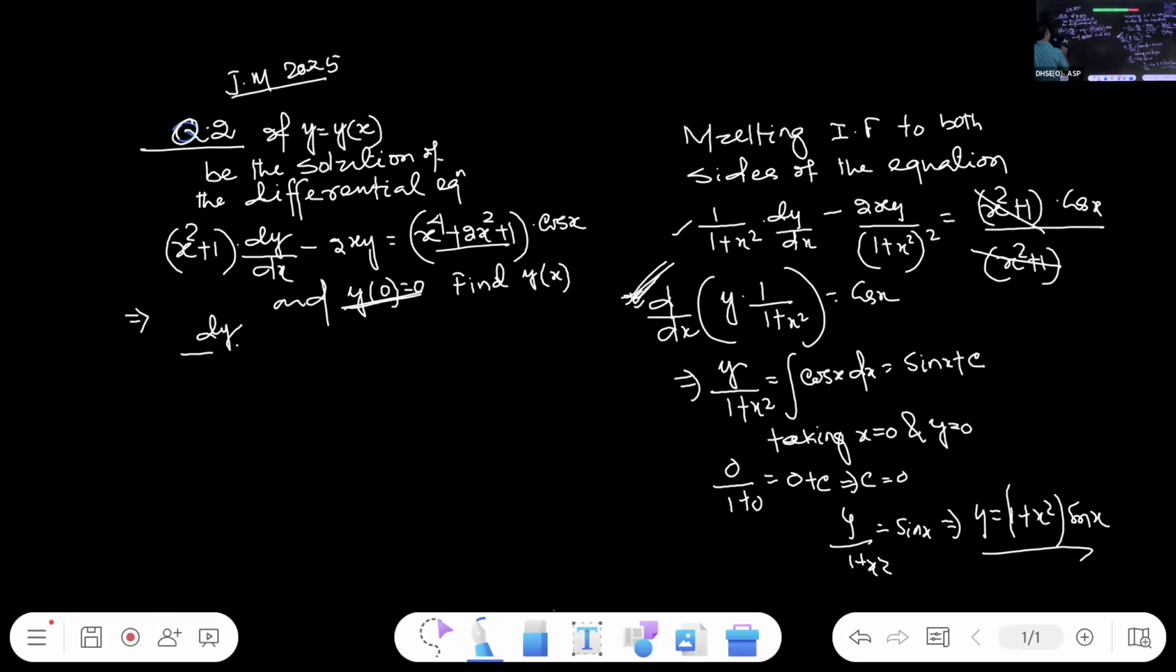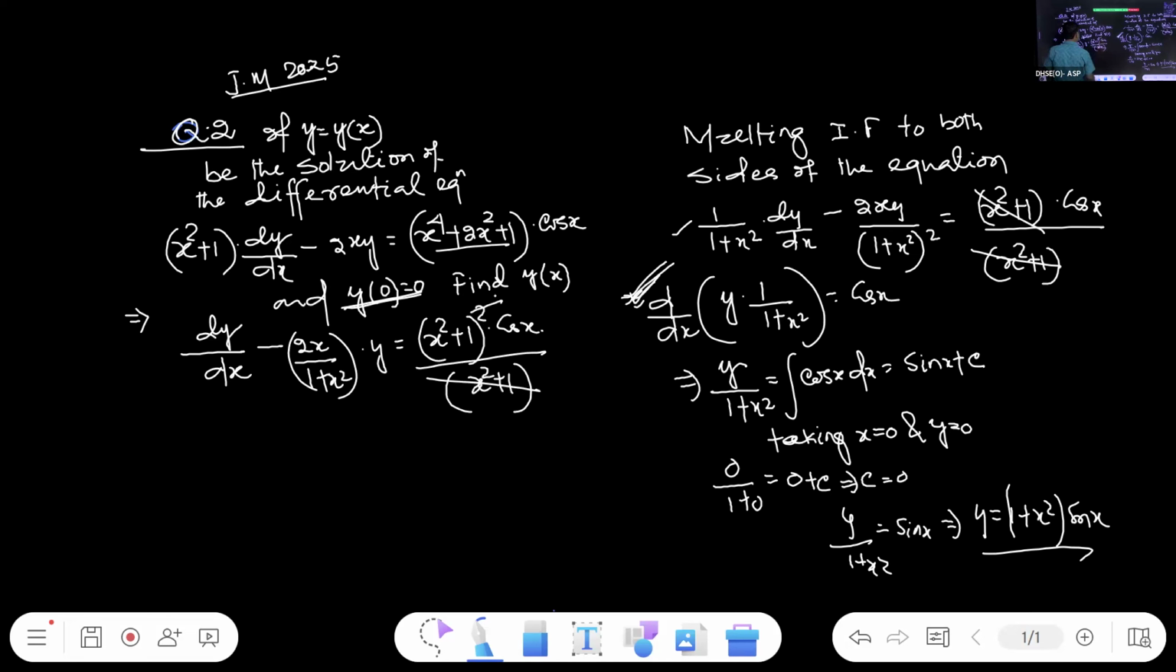On dividing both sides by 1 plus x square, the equation will be dy upon dx minus 2x upon 1 plus x square into y equals x square plus 1 whole square into cos x upon x square plus 1. So this power cancels. Now the equation is of the form dy upon dx plus py is equal to q. So the integrating factor, if, is equal to e raised to the power integral p dx, that is minus 2x upon 1 plus x square dx. You know, the derivative of 1 plus x square is 2x.